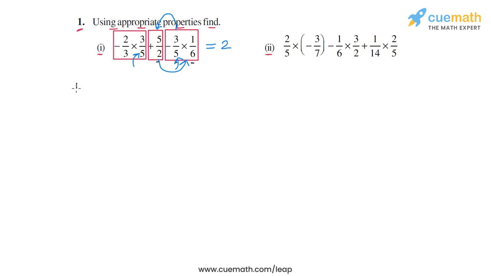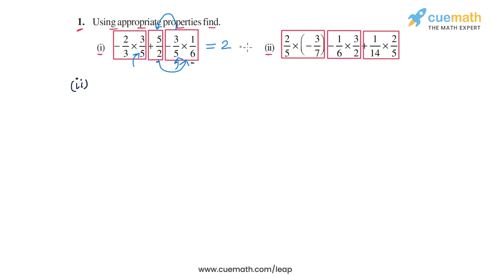Now let's do part 2. In part 2, the expression is 2 by 5 into minus 3 by 7 minus 1 by 6 into 3 by 2 plus 1 by 14 into 2 by 5. So once again, we can see that this expression is made up of 3 parts or 3 terms. 2 by 5 into minus 3 by 7. Then we have minus 1 by 6 into 3 by 2. And then we have plus 1 by 14 into 2 by 5.